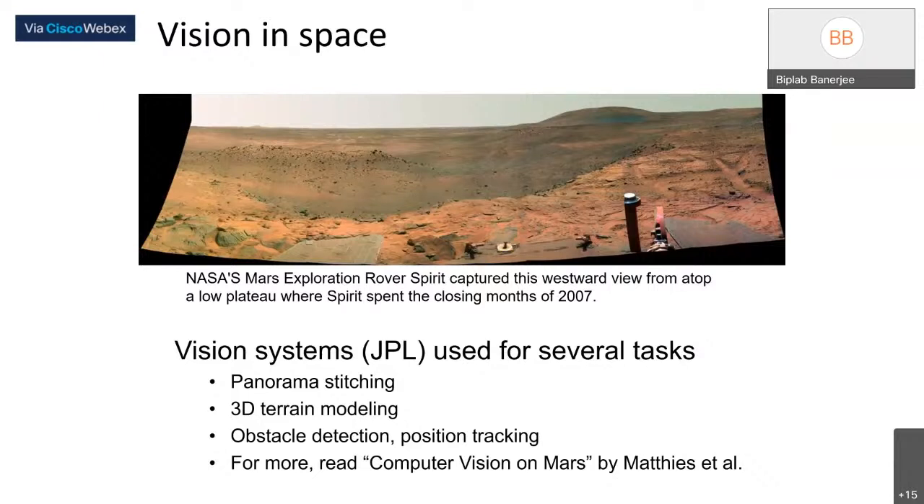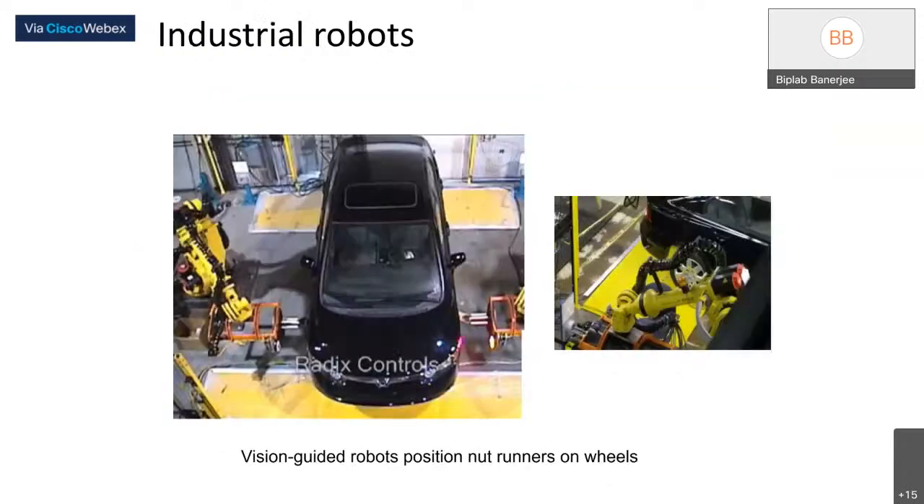So if there's an obstacle, it should bypass that. It should track the movement of the rover. These kinds of problems come up when we talk about vision in space, right? Fine. And of course, nowadays in robotics, there are many applications, because robot navigation and all require computer vision.